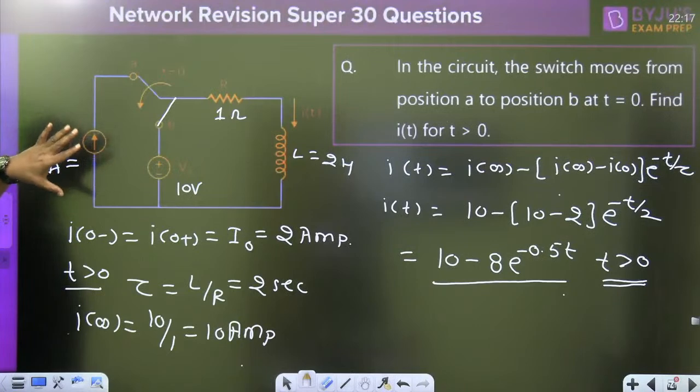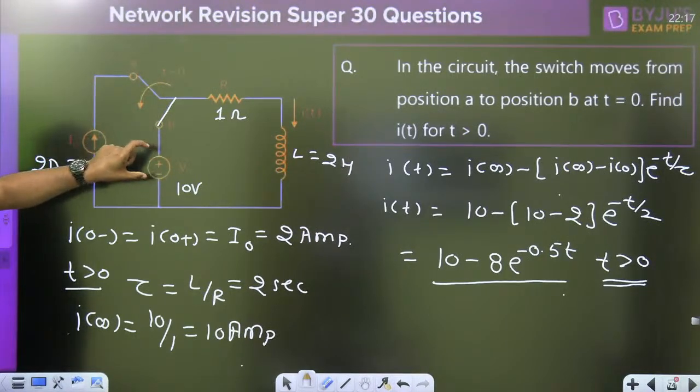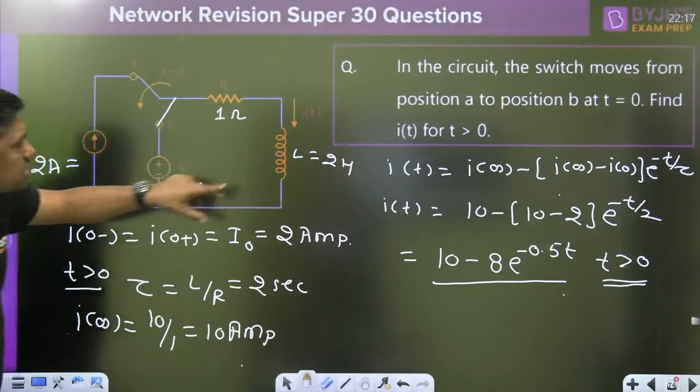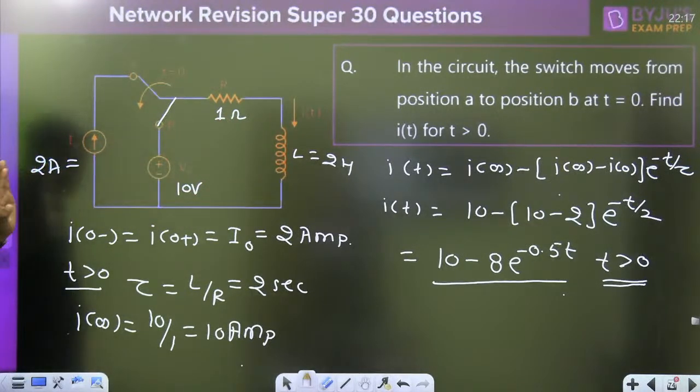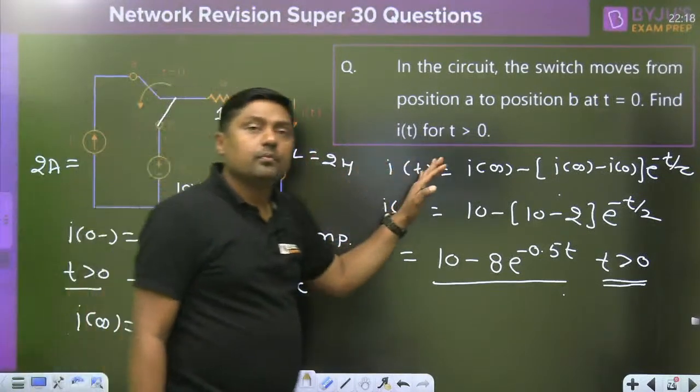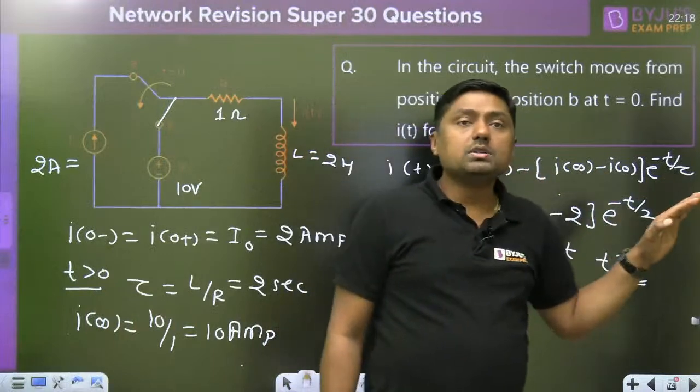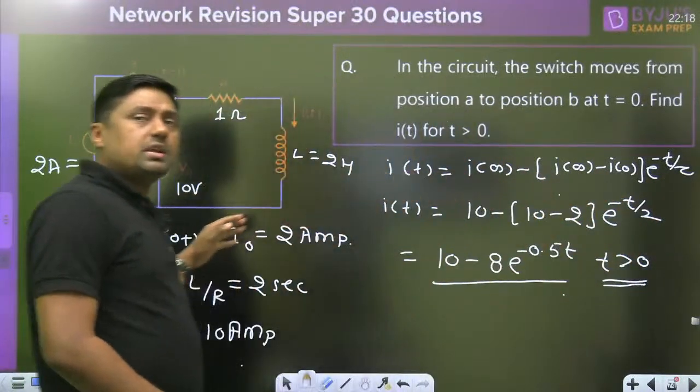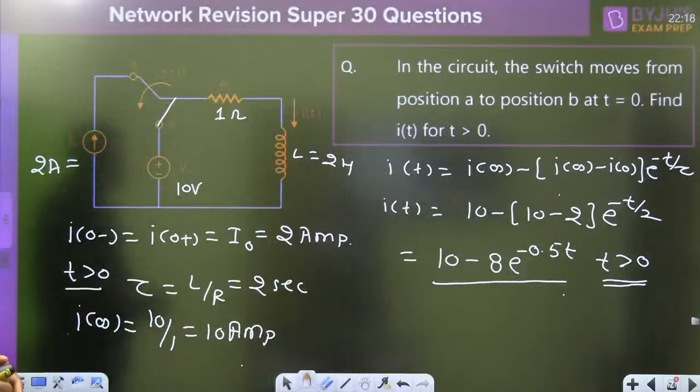Then this is the 2 ampere current. Second thing, once this switch is moved from A to B, the voltage is V naught, and finally the inductor will act as a short circuit, so the final current is 10 by 1, 10 ampere. We have the initial current, the final current, and the time constant, and directly you can use this formula. What is the doubt here?